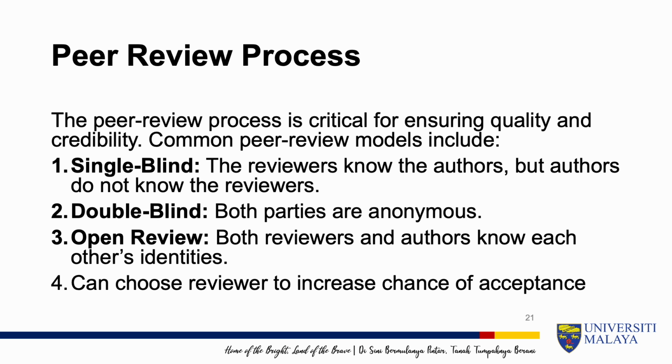It can be single blind, where the reviewers will know the author, but the author does not know who reviewed your article. Double blind, where both reviewers and authors are anonymous, or open review, where both parties are aware of each other's identities. The choice depends on your preference for transparency or anonymity.